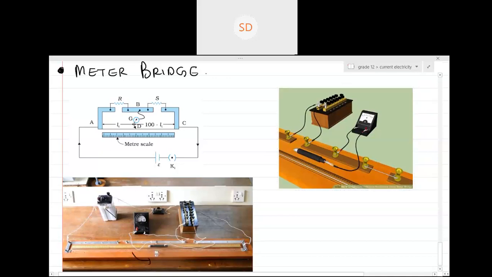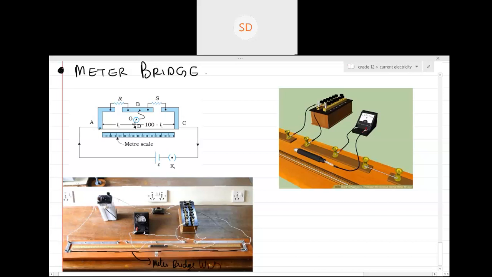There is a wire over here. A steel wire, just like a guitar's last, smallest string, the E string. So this is basically your meter bridge wire. It's not visible in this diagram, but there is a meter bridge wire.